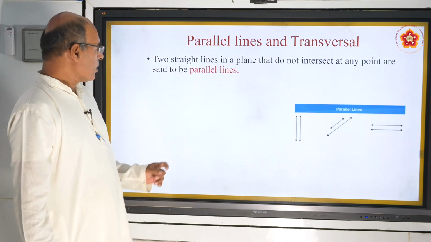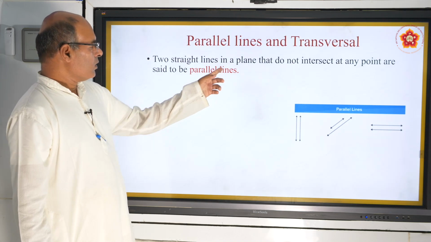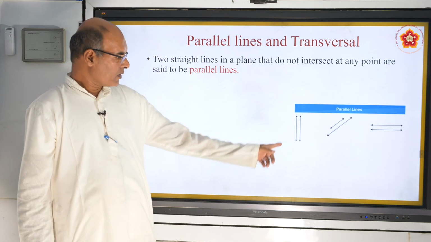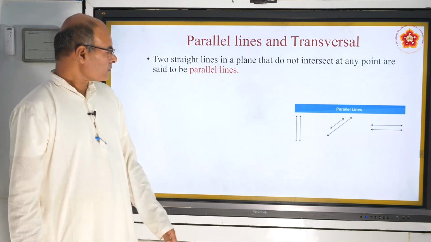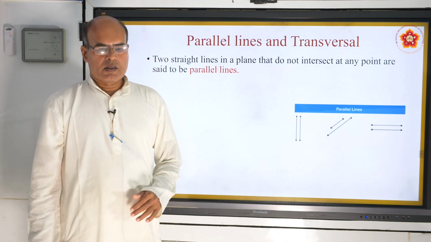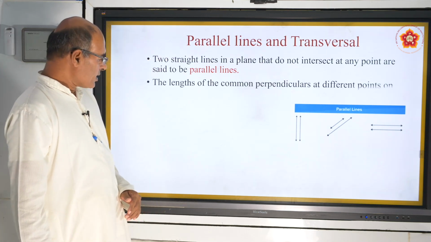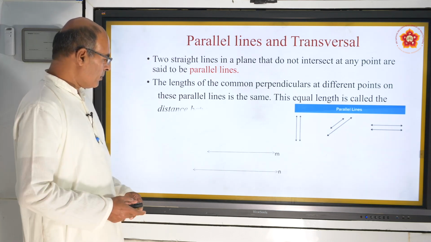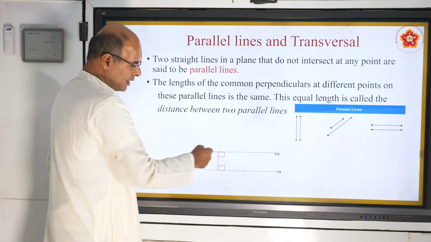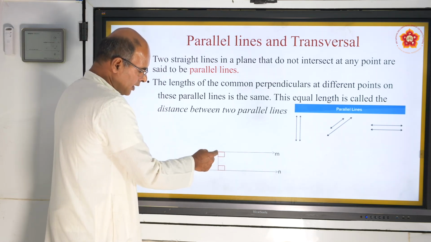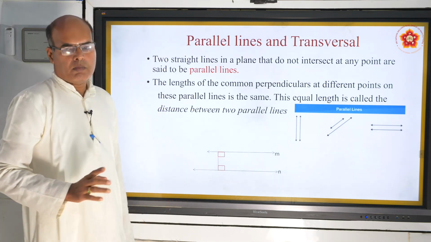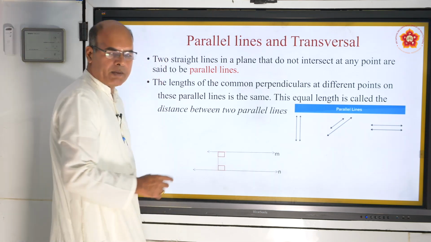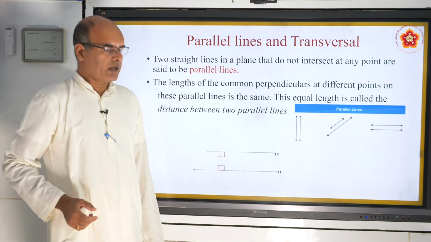As I told, lines which do not intersect at any point are called parallel lines. In other words, if we have two lines such that the distance between them is constant at any point, consider this line M and this line N. Here this red line is called a common perpendicular because it is perpendicular to line N. It is also perpendicular to line M. Therefore, it is called a common perpendicular.